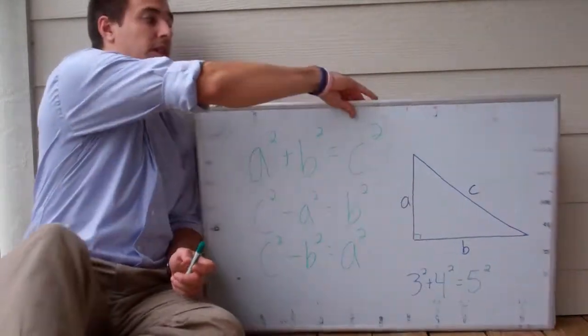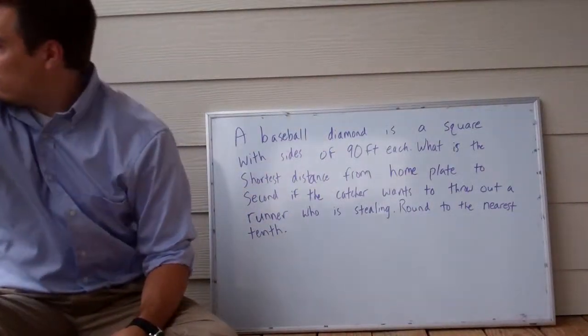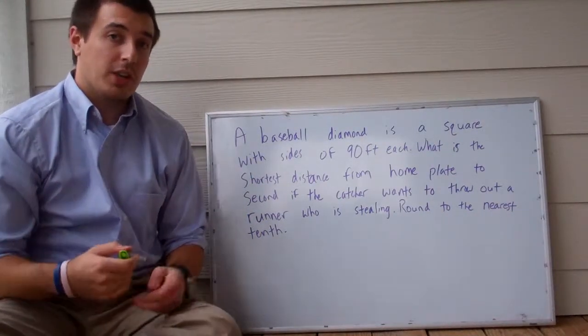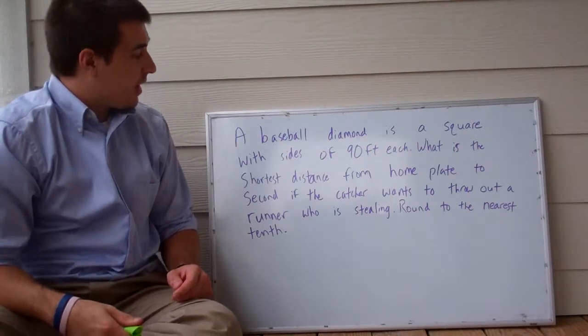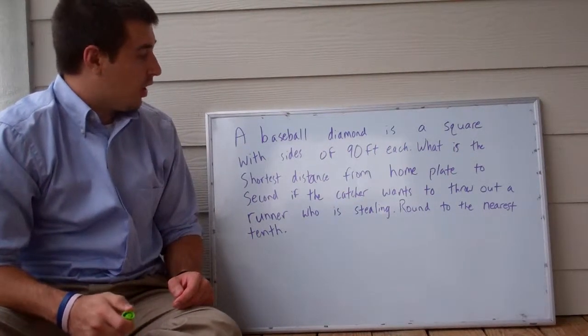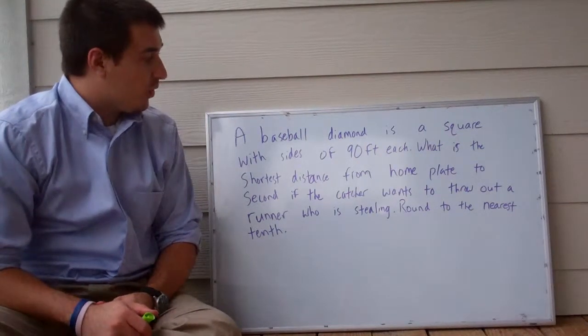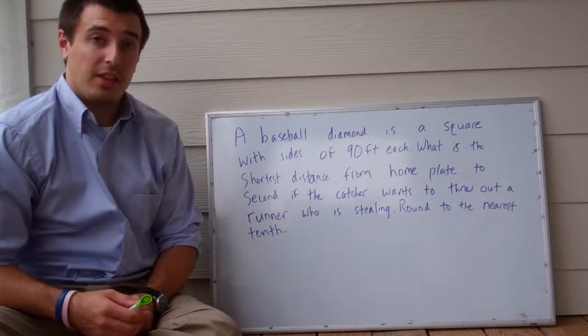So, let's practice a real life example. So here, I've written a problem for you. Let's read it together real quick. A baseball diamond is a square with sides of 90 feet each. What is the shortest distance from home plate to second if the catcher wants to throw out a runner who is stealing? Round to the nearest tenth.